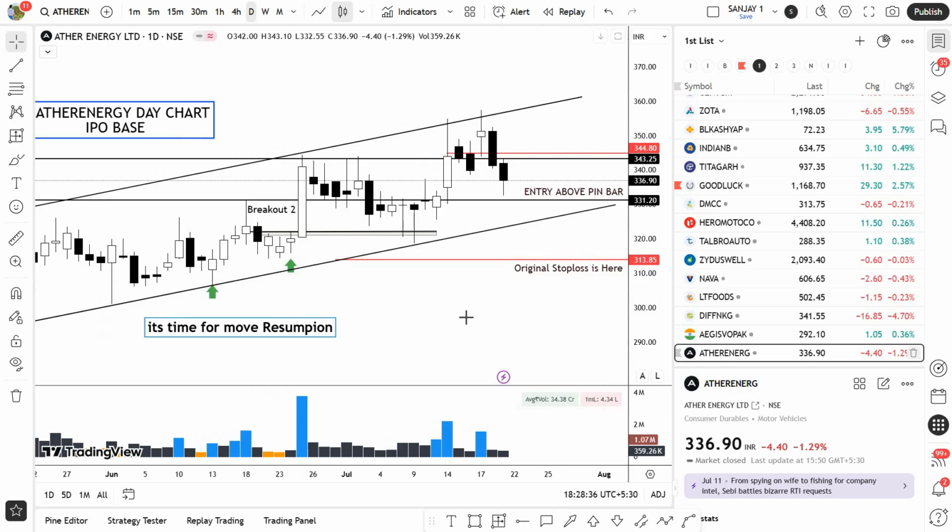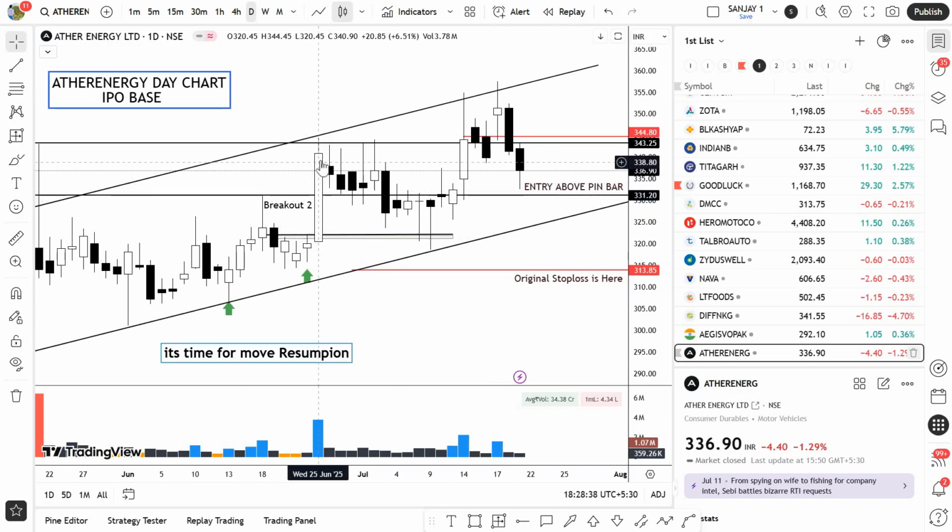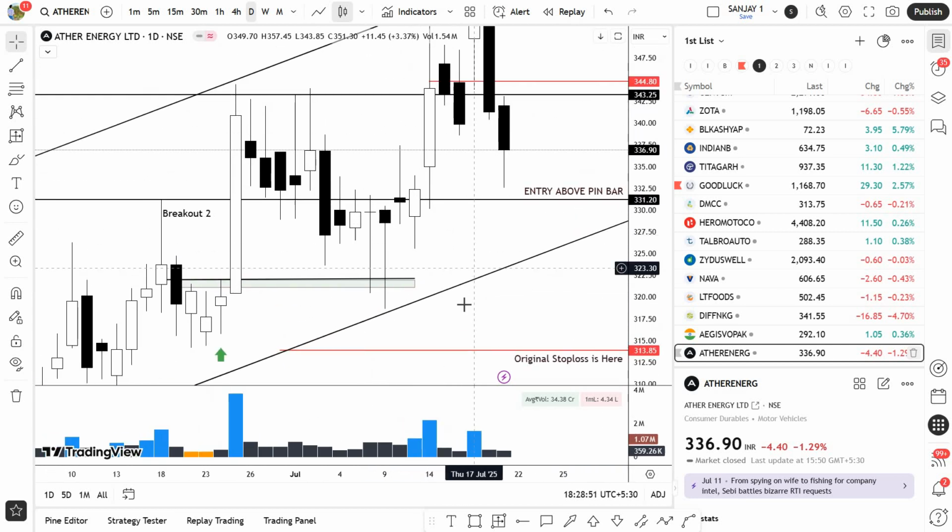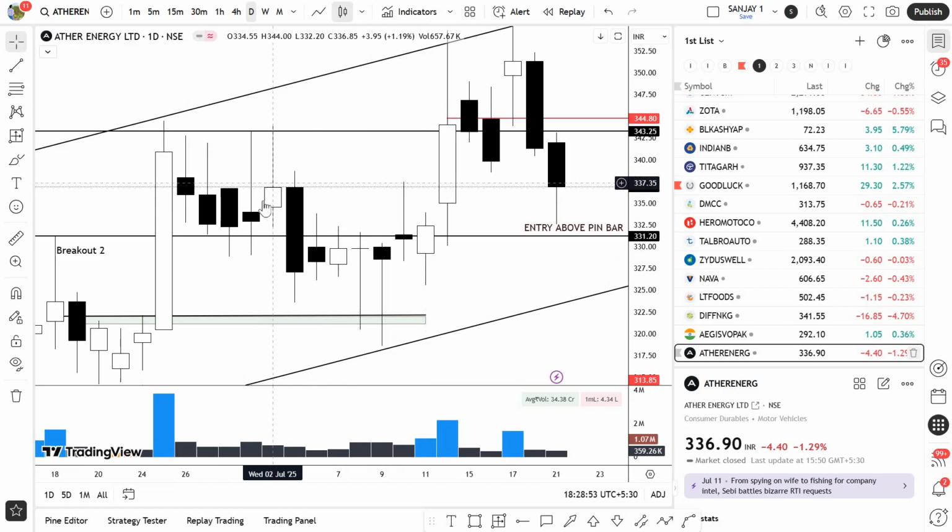See, after this big candle, the market has formed a very tight range, a rocket base you can say. But what happened? The breakout didn't occur, or you can say there is even a fake breakout. This candle is moving above the previous candle's high.